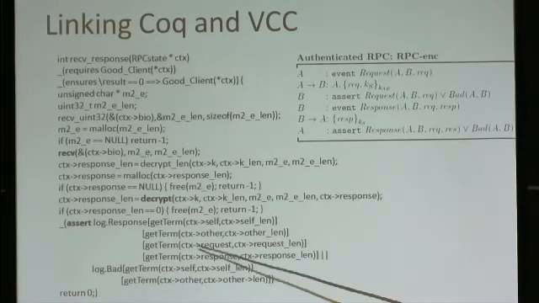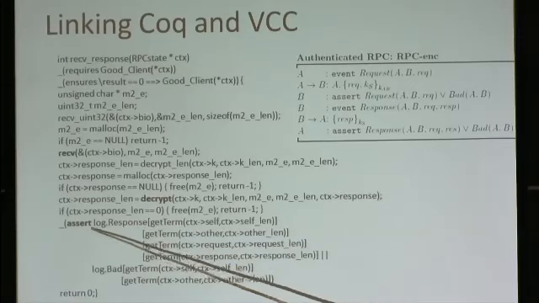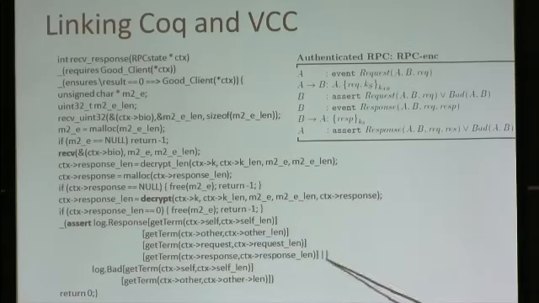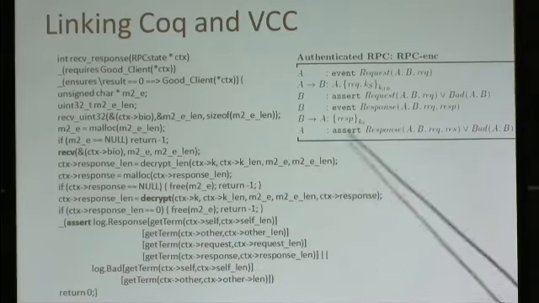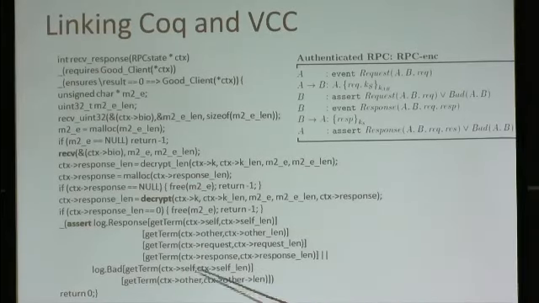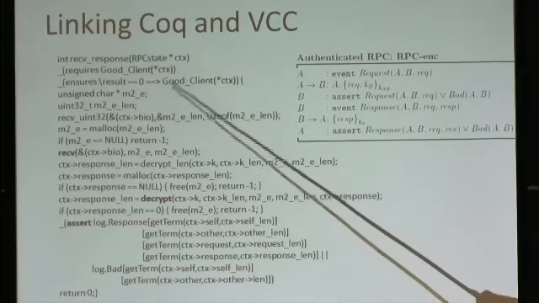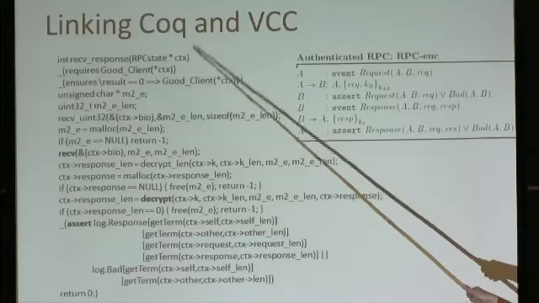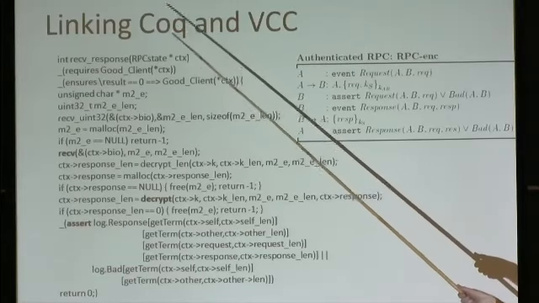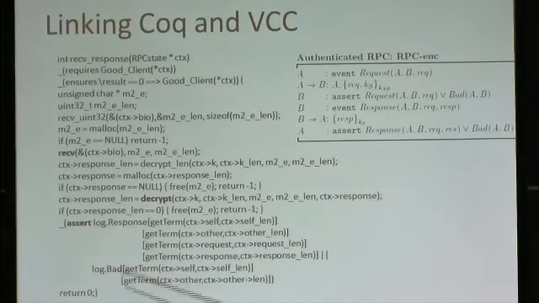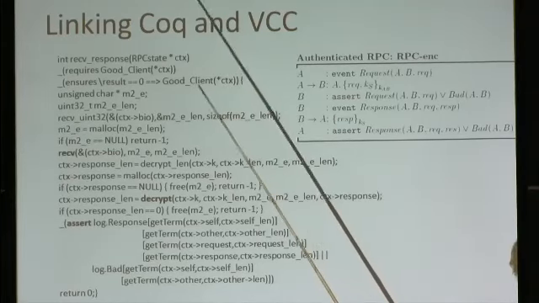This is all phrased in terms of ghost state. We assert that in the log either there's a response that corresponds to this, or the log says that one or other of the parties has gone wrong. So how do we persuade VCC to verify this? First, we take all these theorems and axioms that have been proved in Coq. We have this consistent logical theory in Coq, and we import them as axioms into VCC, so we can use VCC to verify this code.